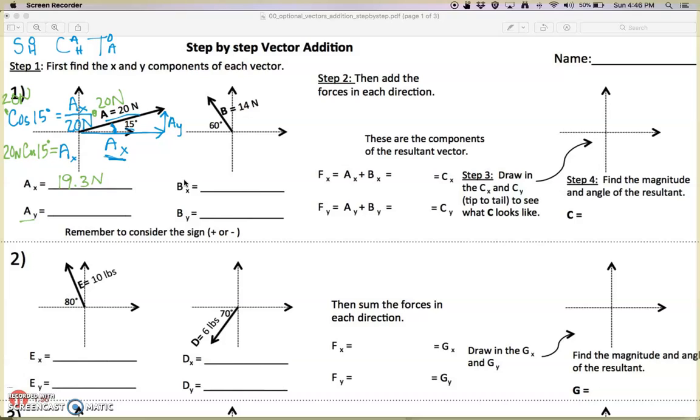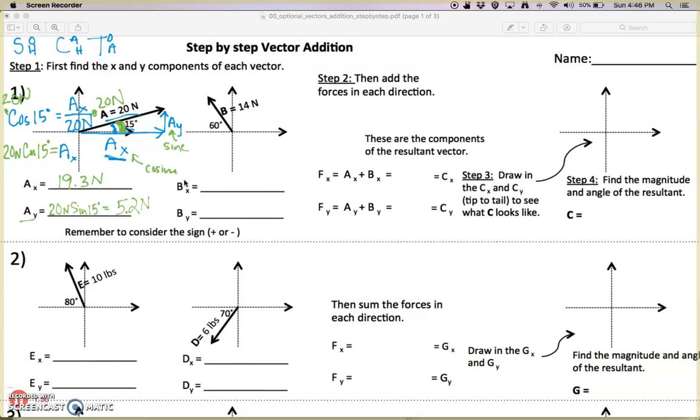For my y direction, that means I'm going to use the sine of the angle. So it's going to be 20 newtons times the sine of 15 degrees. I type that into my calculator and I get 5.2 newtons. Notice I didn't have to write down this work because I've been doing this for a long, long time, so it's kind of second nature to me. I happen to know that if my angle touches the x-axis, the x direction will be cosine and the y direction will be sine, so long as my angle touches the x-axis.